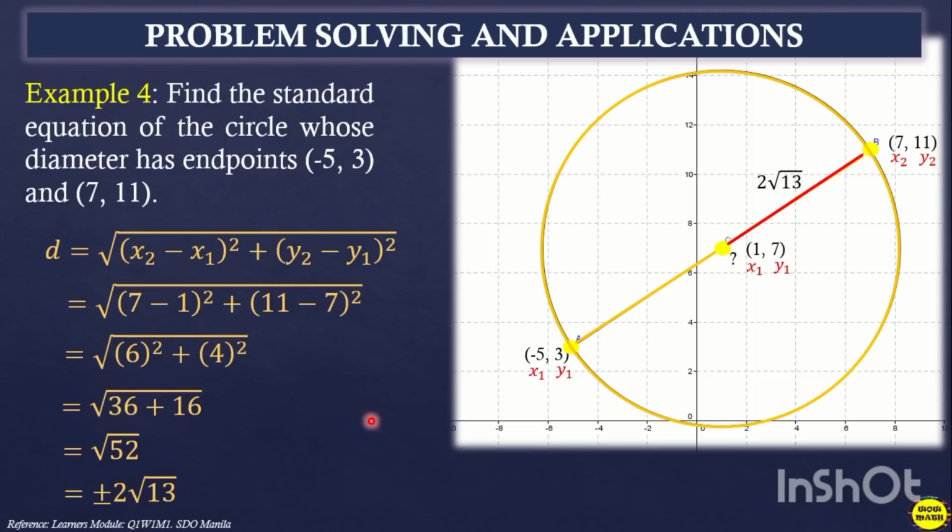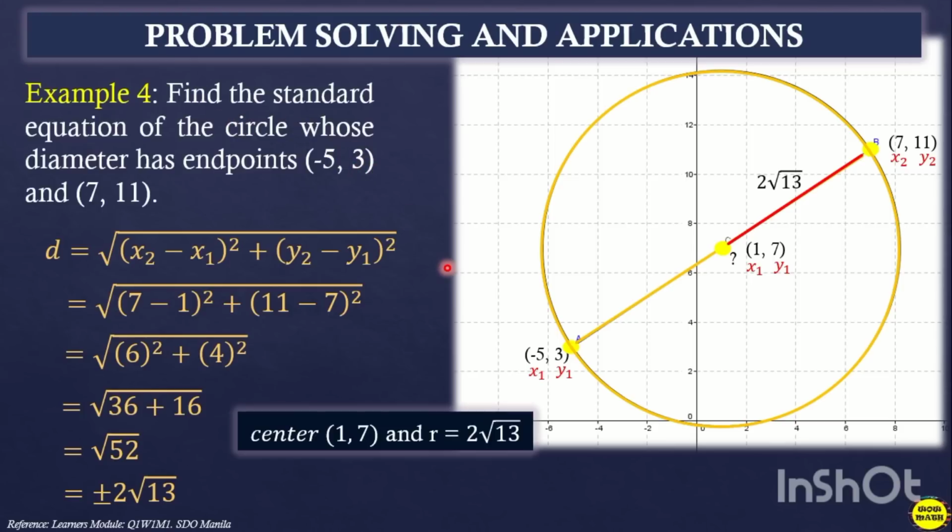Therefore, the length of the segment is 2 square root of 13 and is equal to the radius of the circle. So, itong 2 square root of 13, yan yung radius ng circle natin. So, nakuha natin yung center. Okay? Ito na yung center ng circle. At ito yung radius ng circle natin. Makukuha na natin yung equation nito.